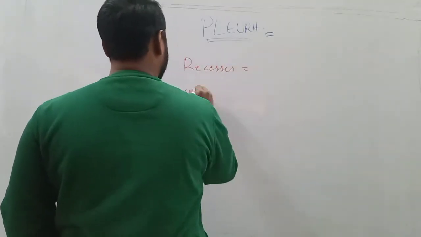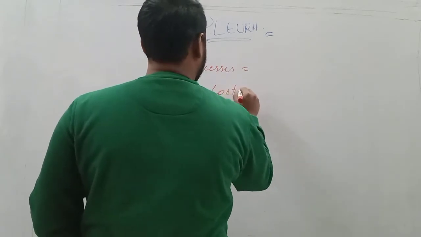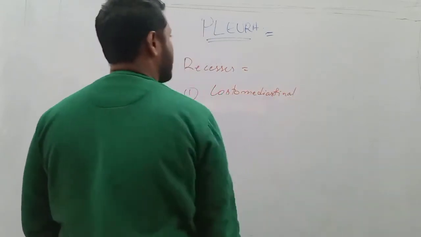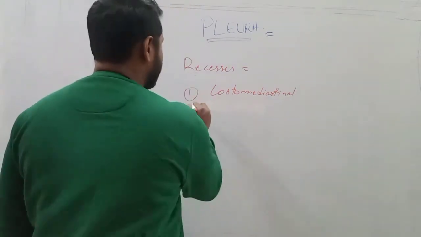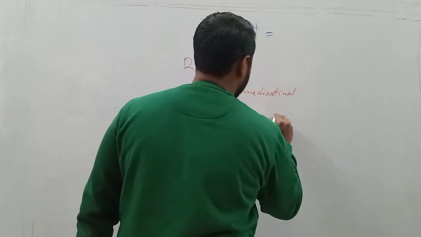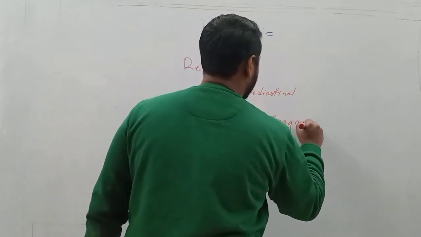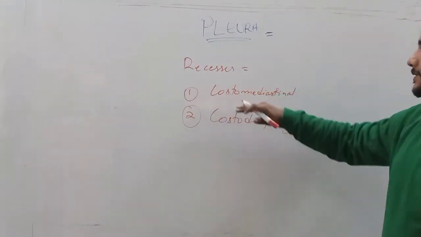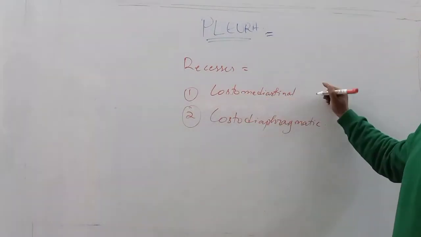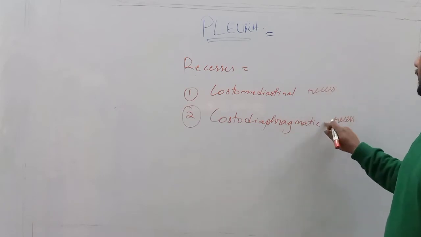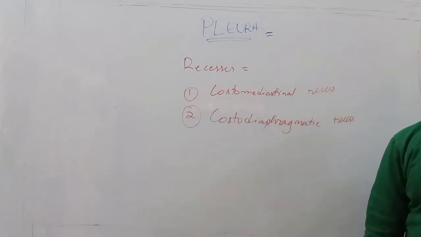The recesses that we have are, first, the costomediastinal, and the second one is the costodiaphragmatic. So these are the two recesses. The first one is the costomediastinal recess, and the second one is the costodiaphragmatic recess.